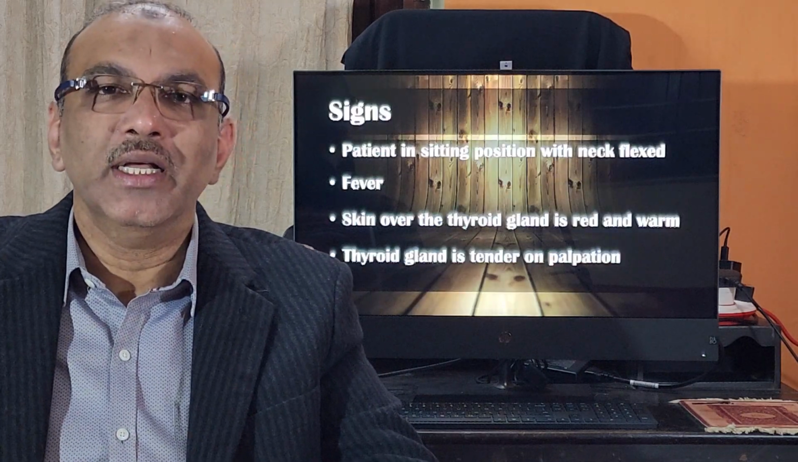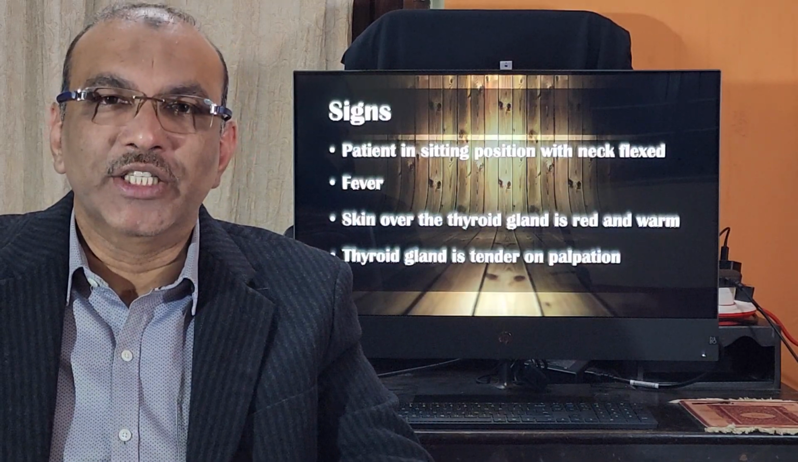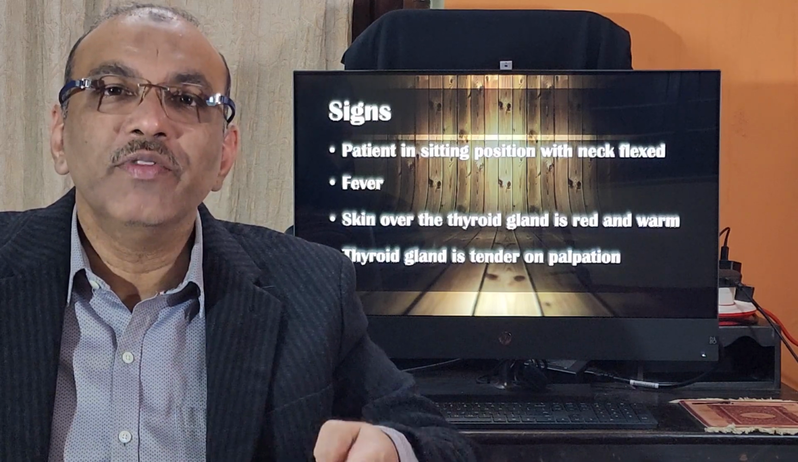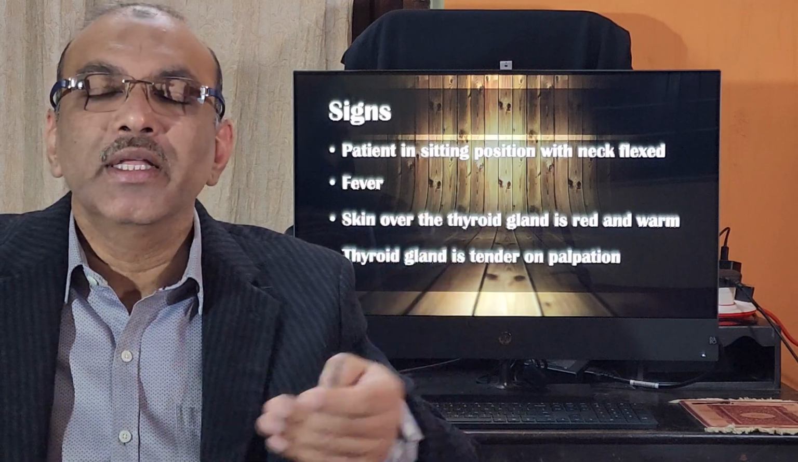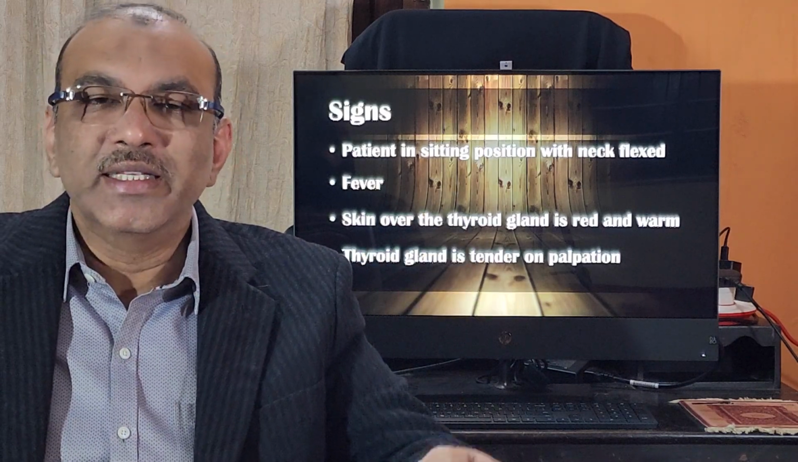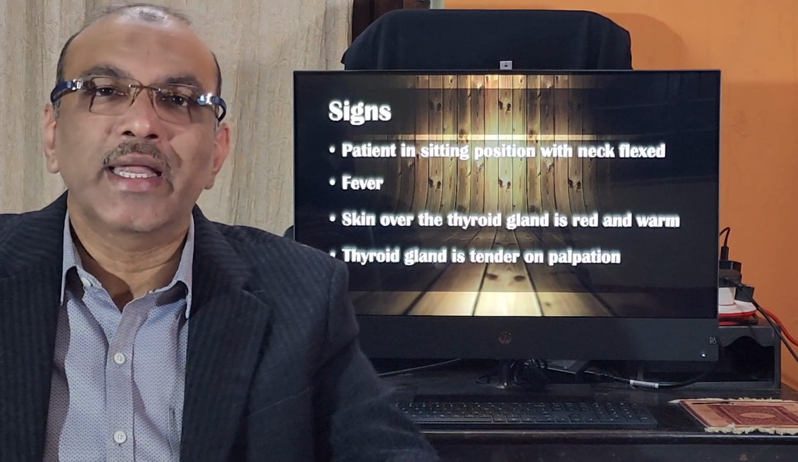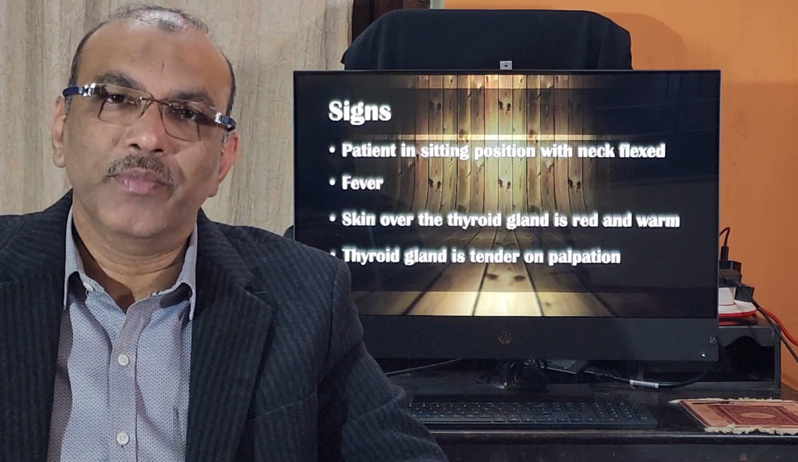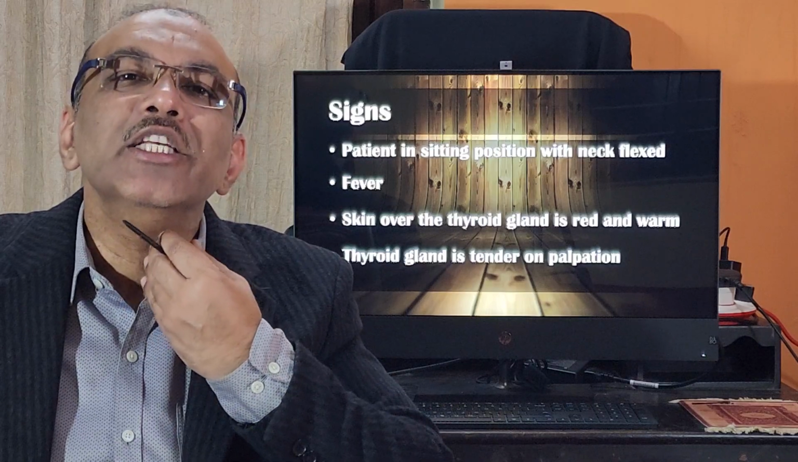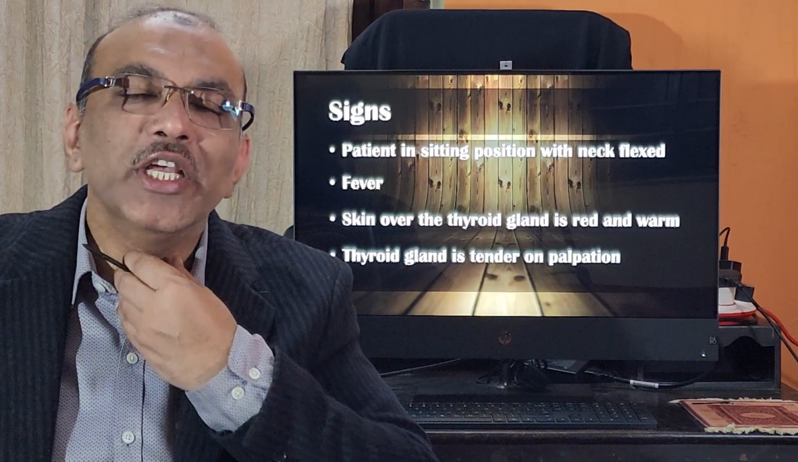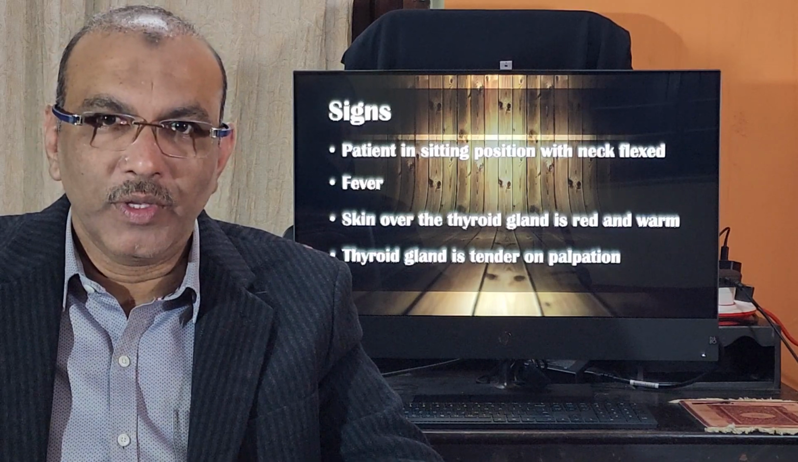On examination, the patient's movement will be restricted. The patient will be sitting with the head bowed down, because if they try to extend the neck and look up, the pain may increase. In the same way, they'll refuse to turn to the right or left because this also can result in increased pain. When we examine the neck, this particular part will be slightly red in color, and when we touch, it will be painful also.